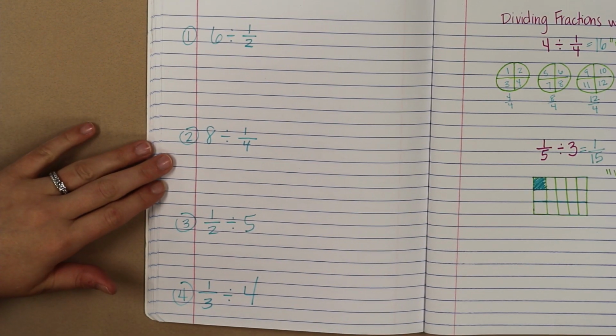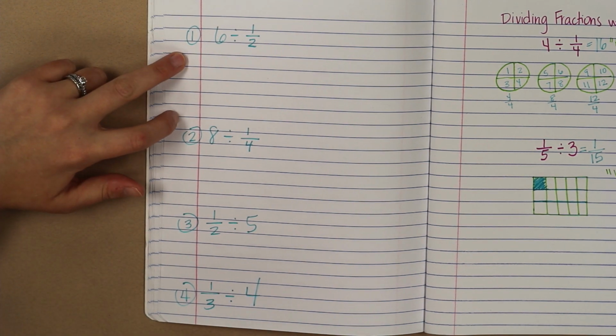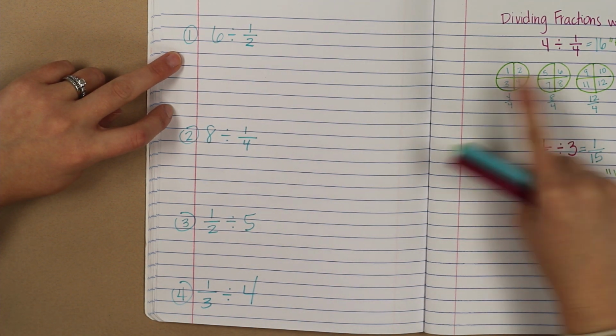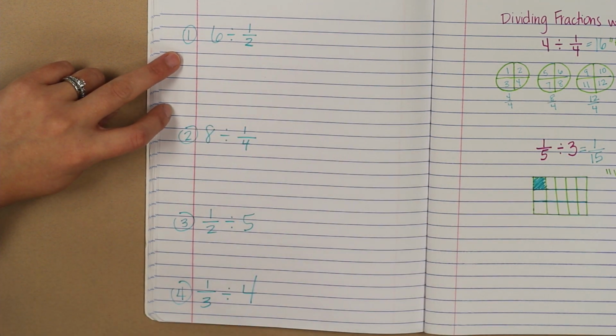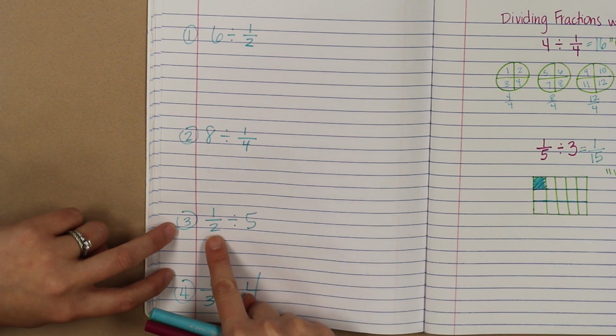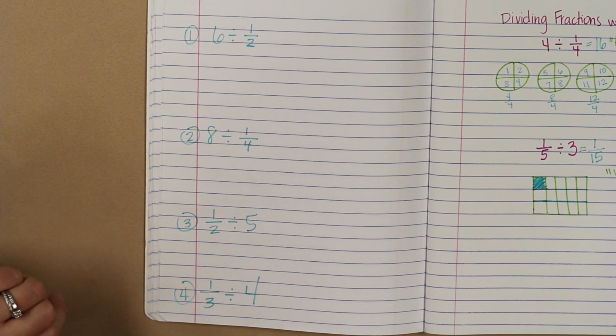All right. So on the opposite side from your notes, I have 4 problems for you to solve. 2 of them are going to be the same as our first example, where it's a whole number divided by a fraction. And the last 2 are going to be just like the second example, a fraction divided by a whole number. So make sure you look back at your notes to see what exactly you're supposed to do to solve it and the type of answer you're supposed to get.